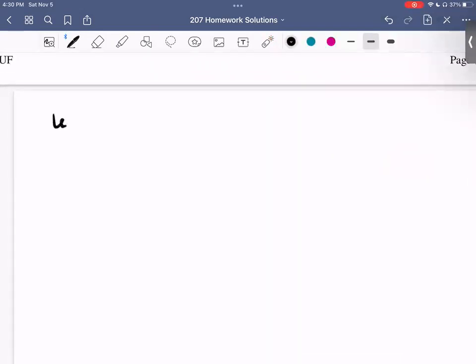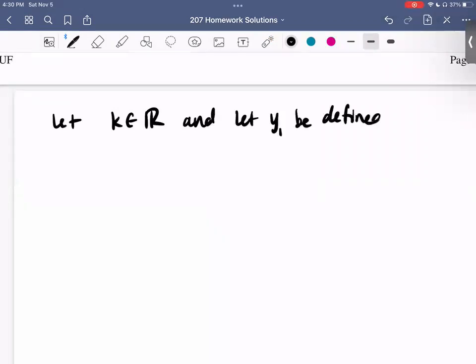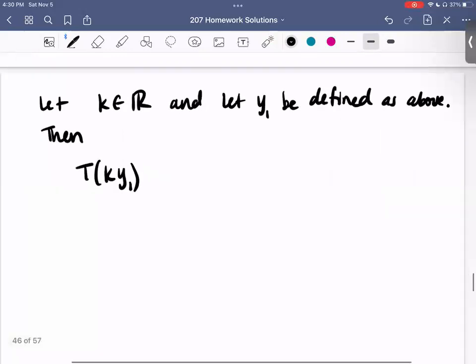So let's let k be some real number and let y1 be defined as above, just because I don't want to redefine another. I mean, you could redefine another element, but I don't feel like doing it. Okay, then we want to show that if I take the transformation of a scalar times y1, that I'll do some work and I'll get k times T of y1.